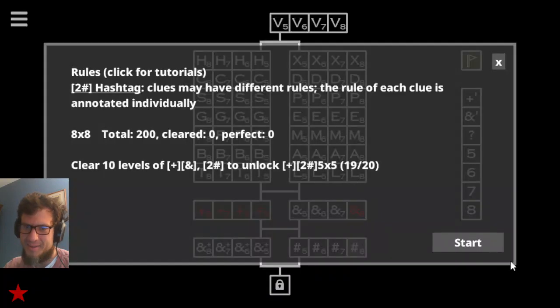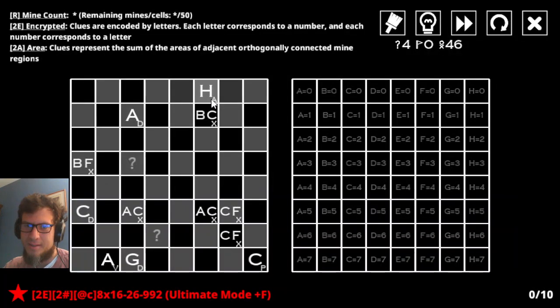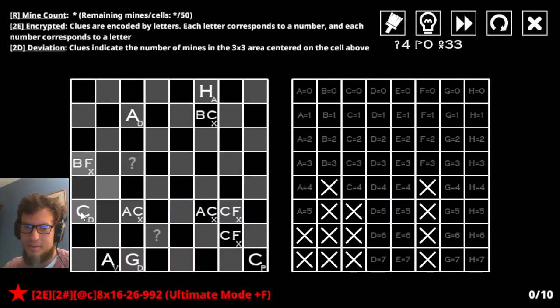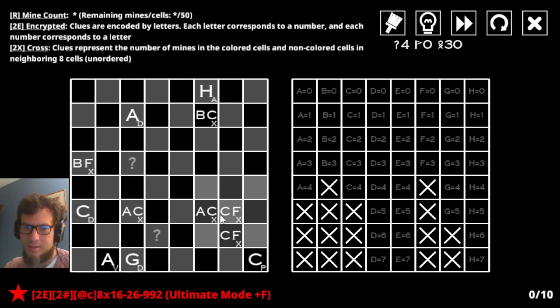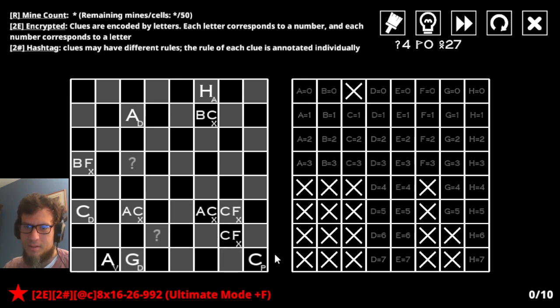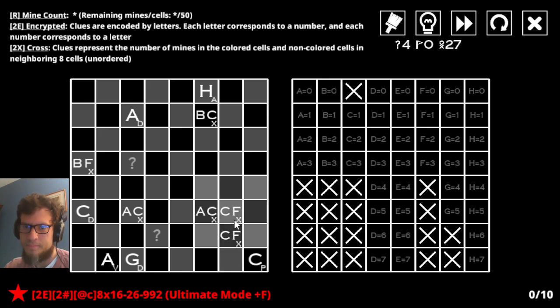Okay, 8 by 8, let's go. Encrypted again, alright. Yeah, I think encrypted's a lot easier than liar typically for me. Okay. What? Product. Oh, product can't be 0. Yeah, I see.